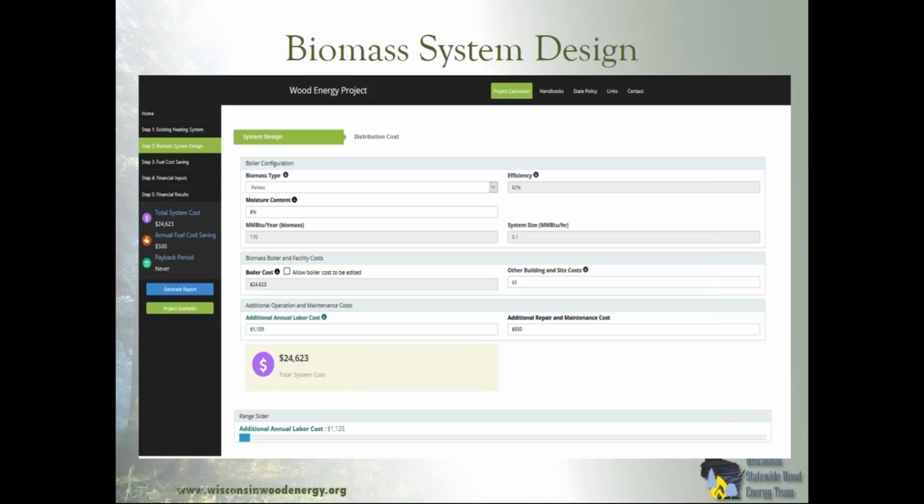The next page, you pick the type of biomass you want to use. It's going to assume a moisture content. Then it's going to calculate out, it's going to assume a boiler cost in here. You can click this little box here, and then it'll let you put in your own. If you've got building costs, you can put in there, labor costs. So say the cost for daily maintenance, and then maybe annual repair costs and stuff. So it calculates out the total cost of the system here.